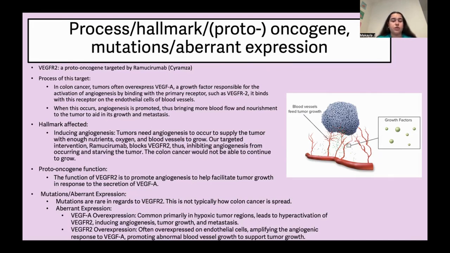VEGF-A overexpression in colon cancer is common, especially in hypoxic tumor regions, and this overexpression leads to hyperactivation of VEGFR2, inducing angiogenesis, tumor growth, and metastasis. And in VEGFR2 overexpression, the endothelial cells surrounding these tumors are where the VEGFR2 is overexpressed, and this amplifies the angiogenic response to VEGF-A, promoting abnormal blood vessel growth, which in turn supports tumor growth.